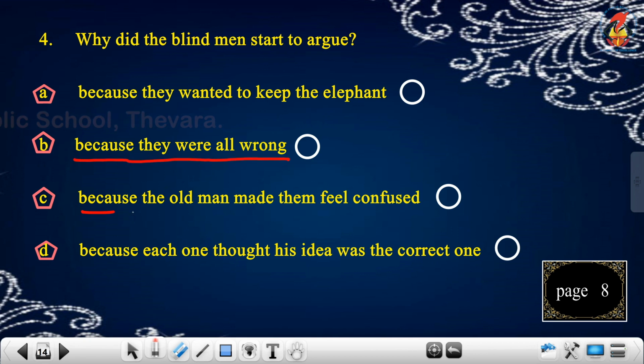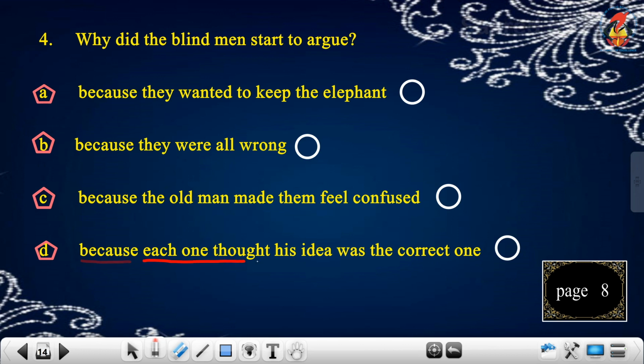Option C, because the old man made them feel confused. Did the old man say anything about the elephant? No, he did not speak about it. Now let's see what option D is.